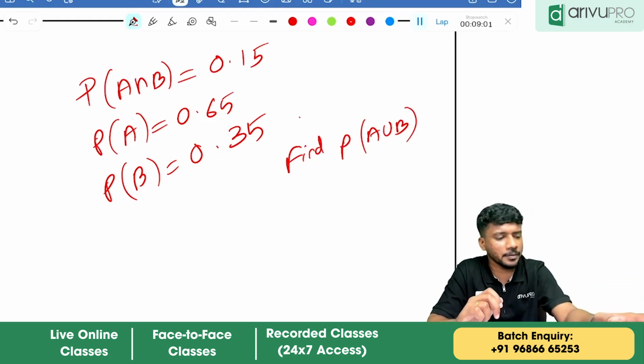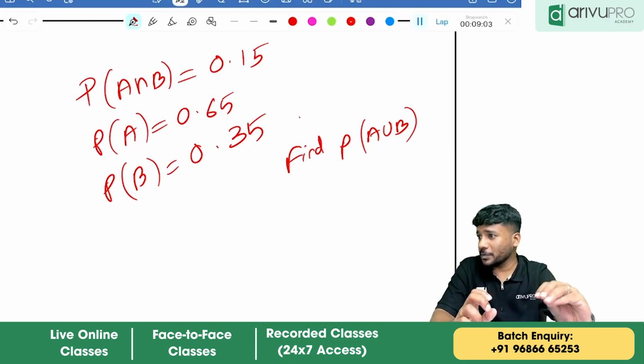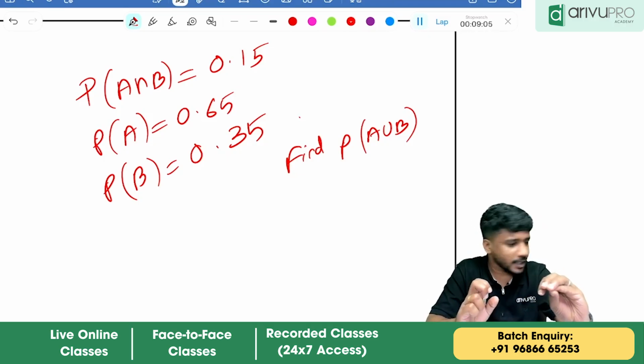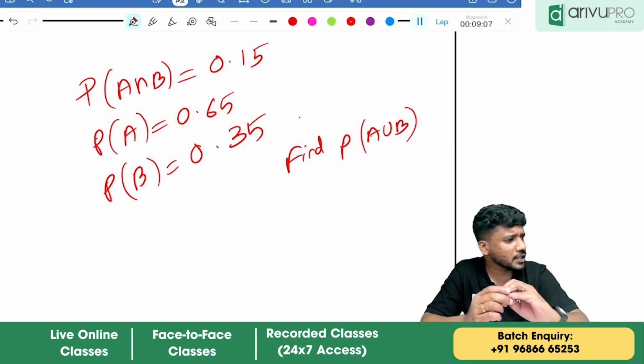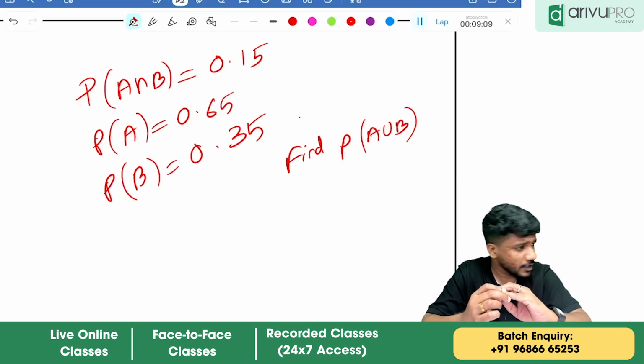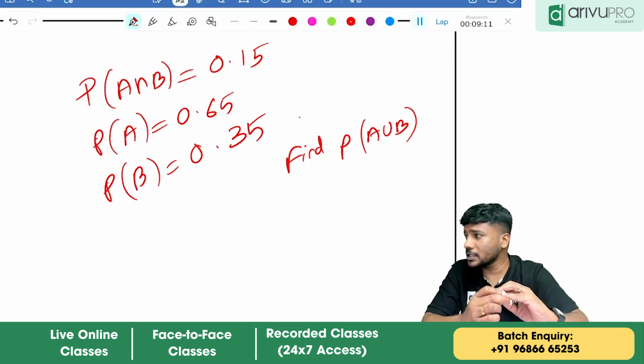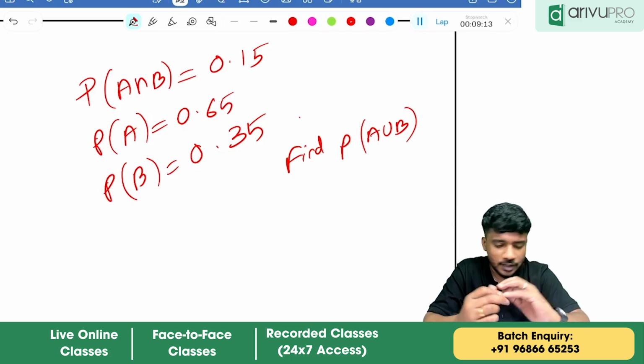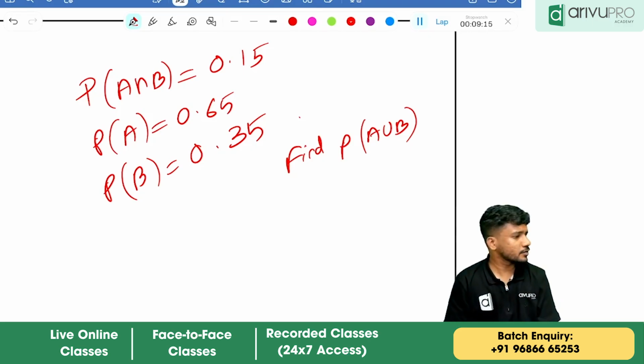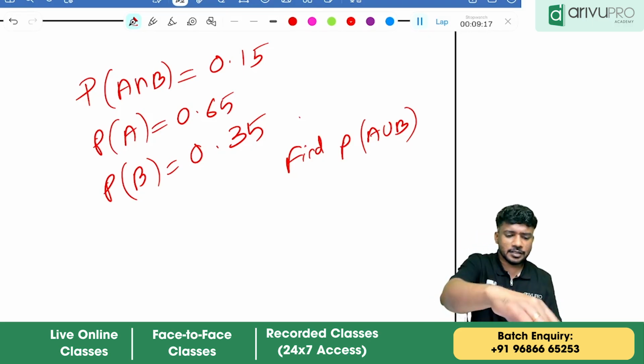Using the total probability theorem, P of A union B is equal to P of A plus P of B minus P of A intersection B. Using that, you can get me the answer. There were multiple questions based on this in the previous year. Which formula will we use? Yes, the total theorem.